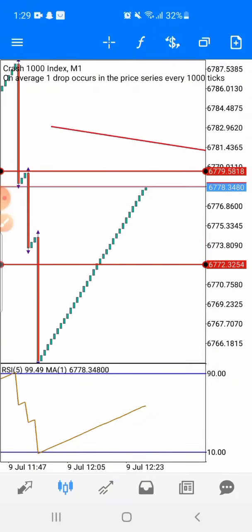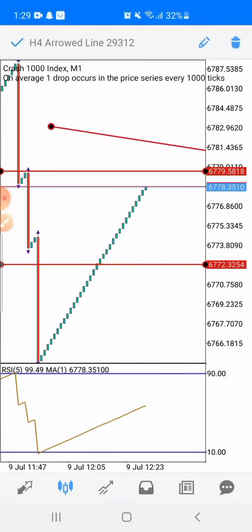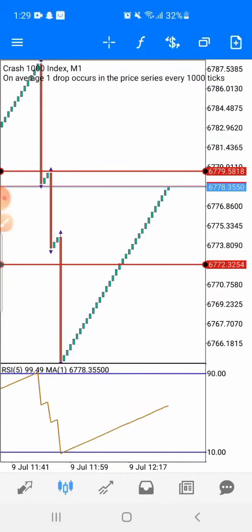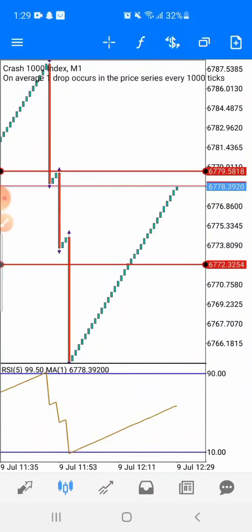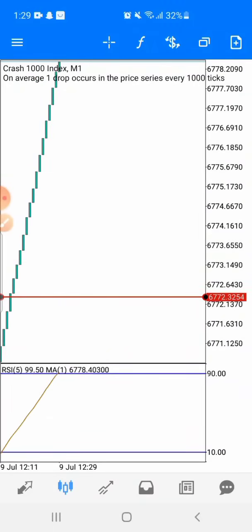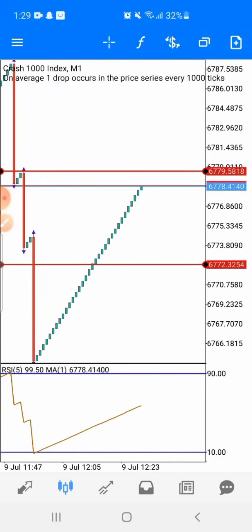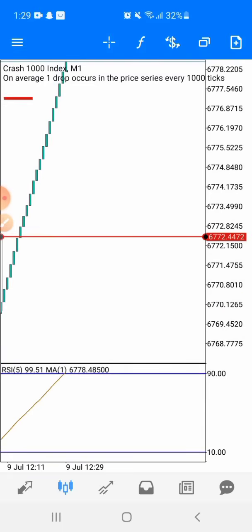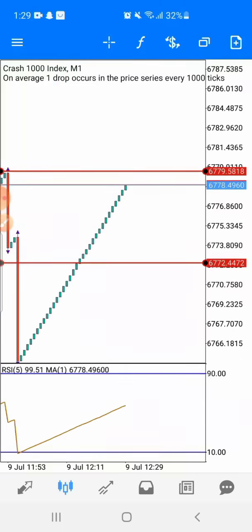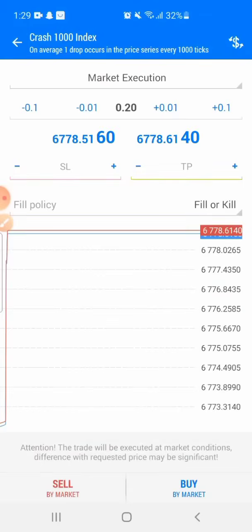I created this video before, and many people were asking me: does it work on crash? Is it only on boom? You can use it both on crash and boom. So you can see I'm doing this on crash. I wanted to share with you that it works also on crash, and also give you some tips on a few things you need to look out for as confirmation. So I'll just go in and sell.